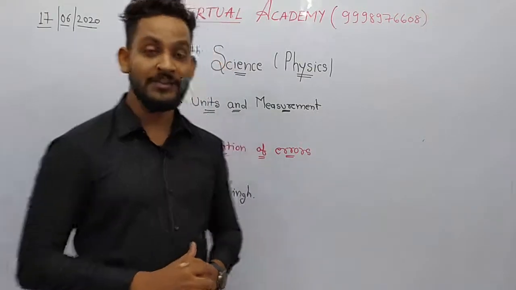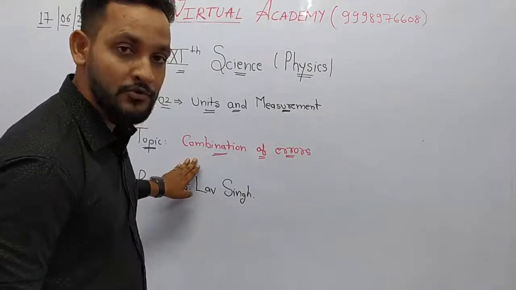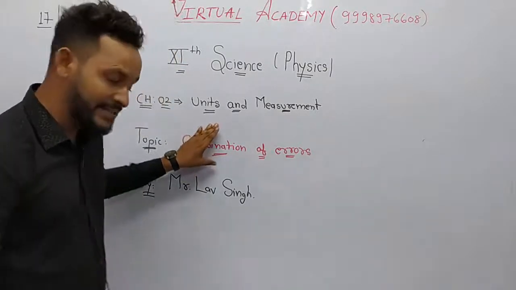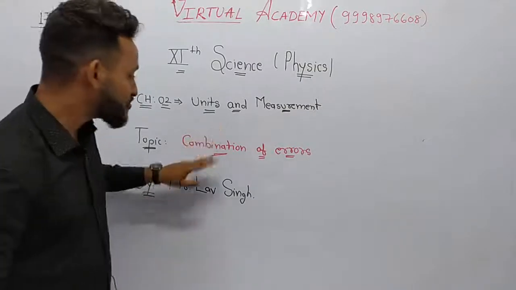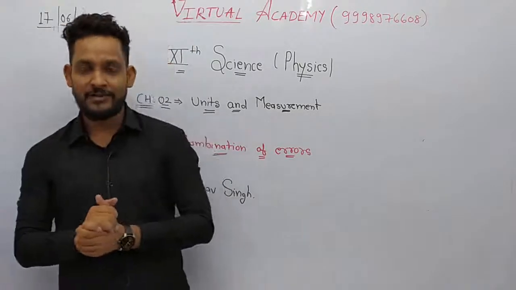So I am here with a new topic, that is combination of error. Now we are studying chapter number 2, units and measurement. And in that chapter, today's topic is combination of error. Now, sir, what is combination of error?